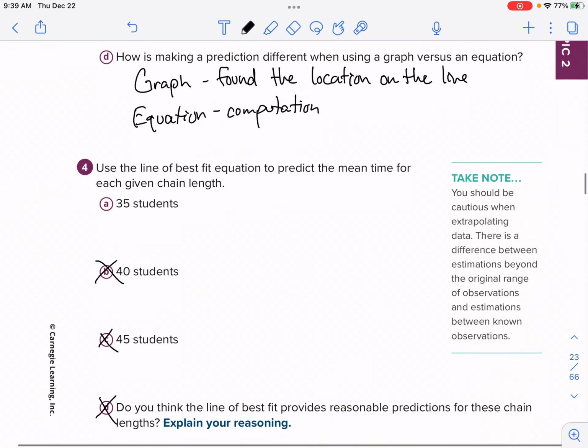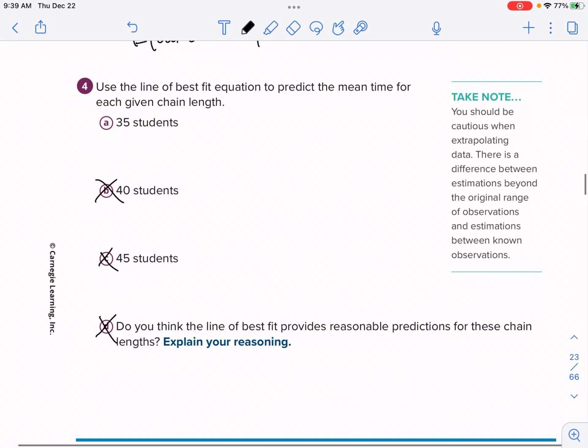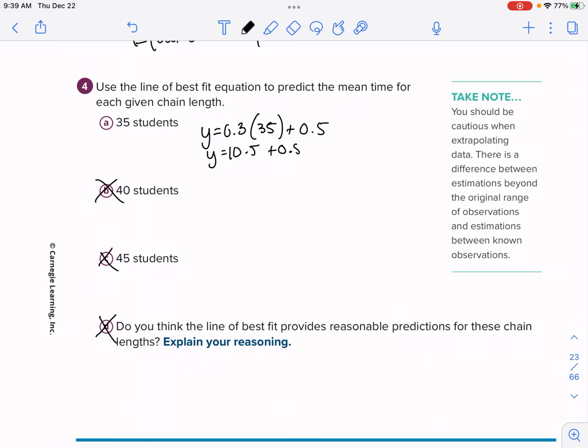But let's go ahead and go to number 4. We're going to predict it for these other values for extrapolation. We're going to say just for 35 students. So y equal to 0.3 times 35 plus 0.5. You're welcome to use a calculator, but 0.3 times 35 is 10.5, and 10 and a half plus a half is 11 seconds. So 11 seconds for 35 students.